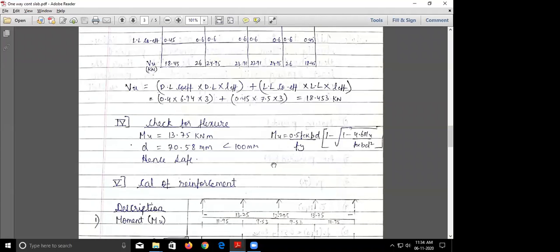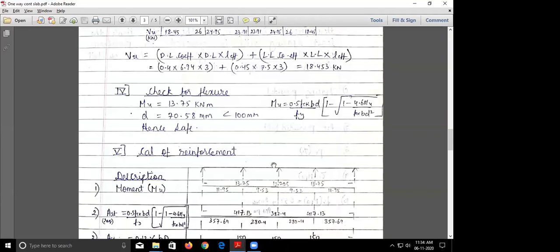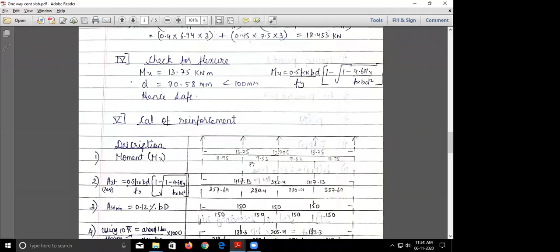Now calculation of reinforcement. For the calculation of reinforcement again, if you do this in tabular form it will be very convenient for you, so that is the reason I have shown you in this tabular form. So what I have done, okay, I have drawn this.